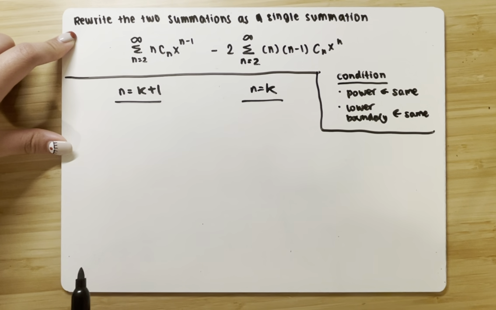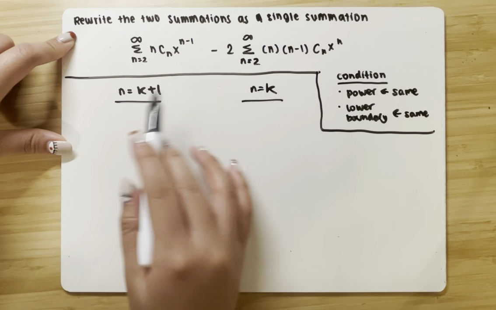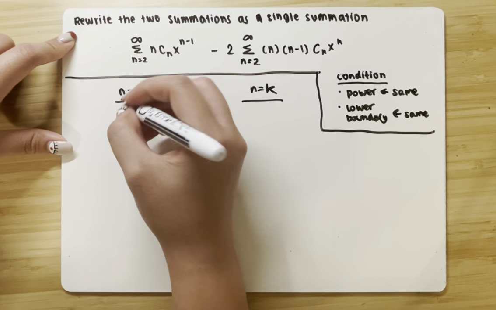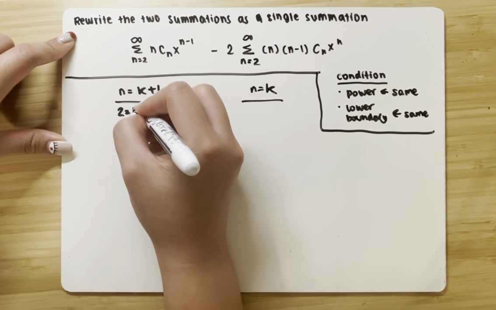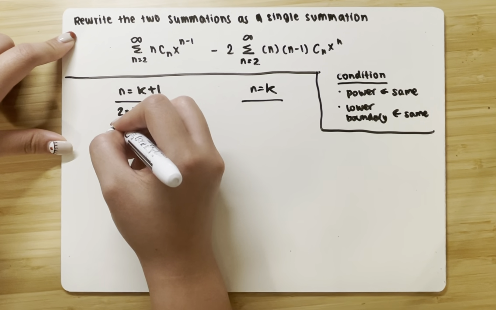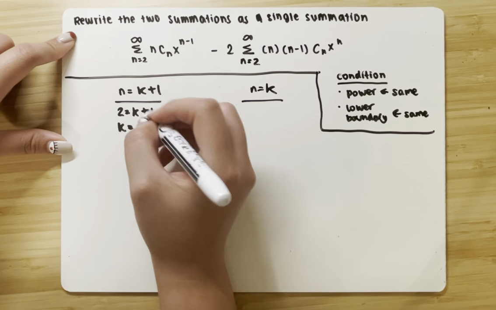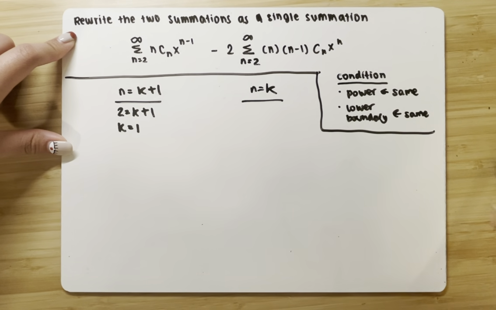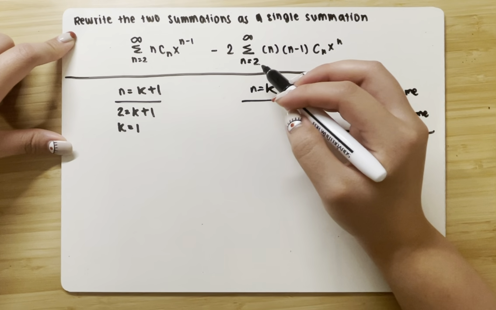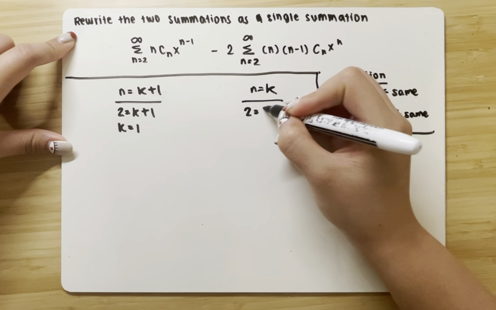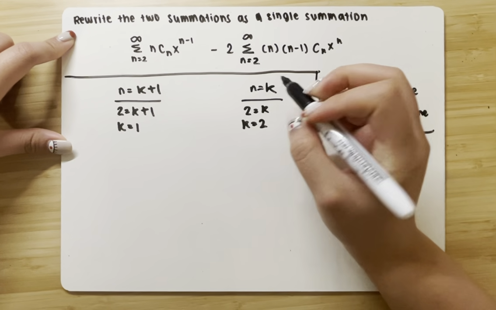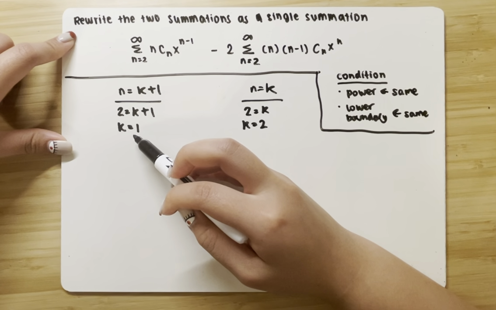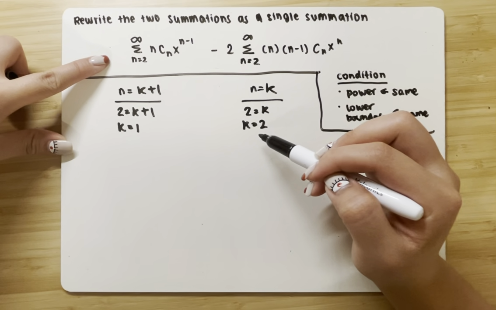Okay, now, next step, we want to find the lower boundaries when these two powers are the same. So substitute n equals 2 for n here. So 2 equals k plus 1, which is k equals 2 minus 1 on both sides, so k will be equal to 1. For n equals k, substitute 2 in here: 2 equals k, which means k equals 2. So when these two summations have the same power, the first summation will have k equals 1 as a lower boundary, and the second summation has k equals 2 as a lower boundary.